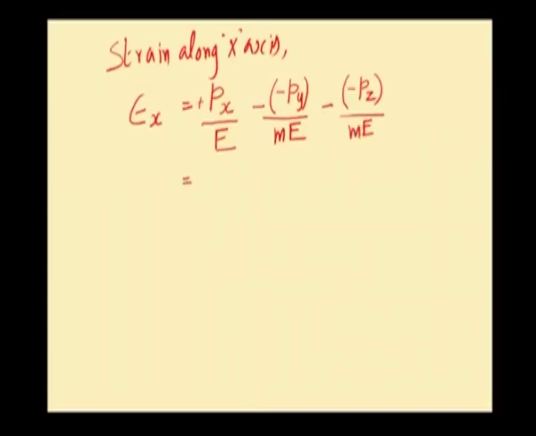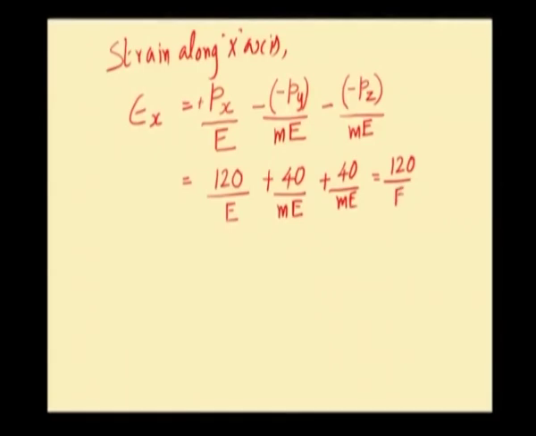Now, we shall substitute the value of P x, P y, P z and E here. P x is 120 Newton per millimeter square divided by E. At this stage, we will not be substituting the value of E, plus minus of minus you will have plus. So, plus P y. P y is 40 Newton per mm square divided by mE plus P z is also 40 Newton per mm square divided by mE. So, if we add all the three, you will get 120 by E plus 80 divided by mE. So, this is the value of epsilon x.